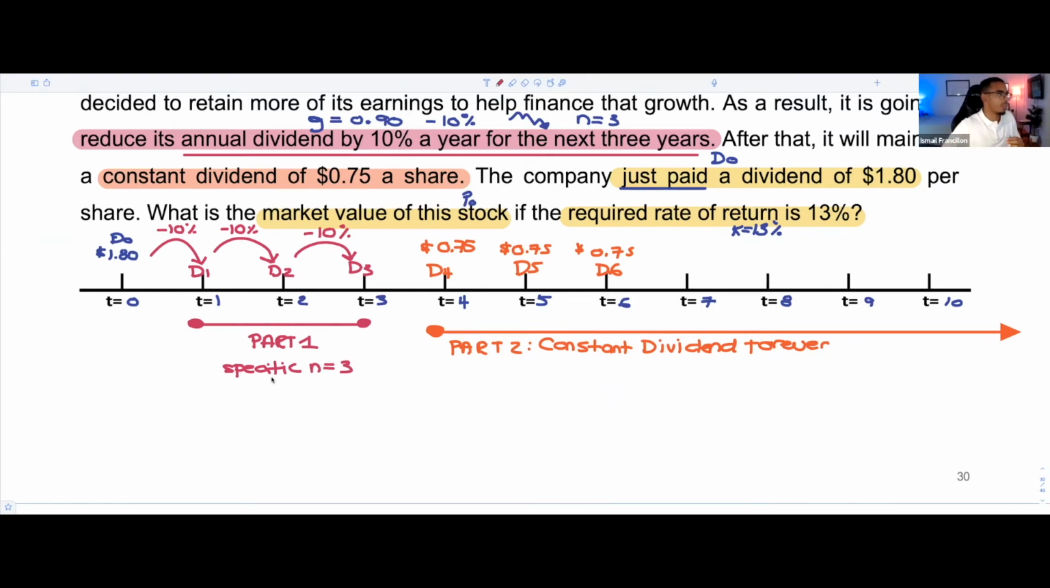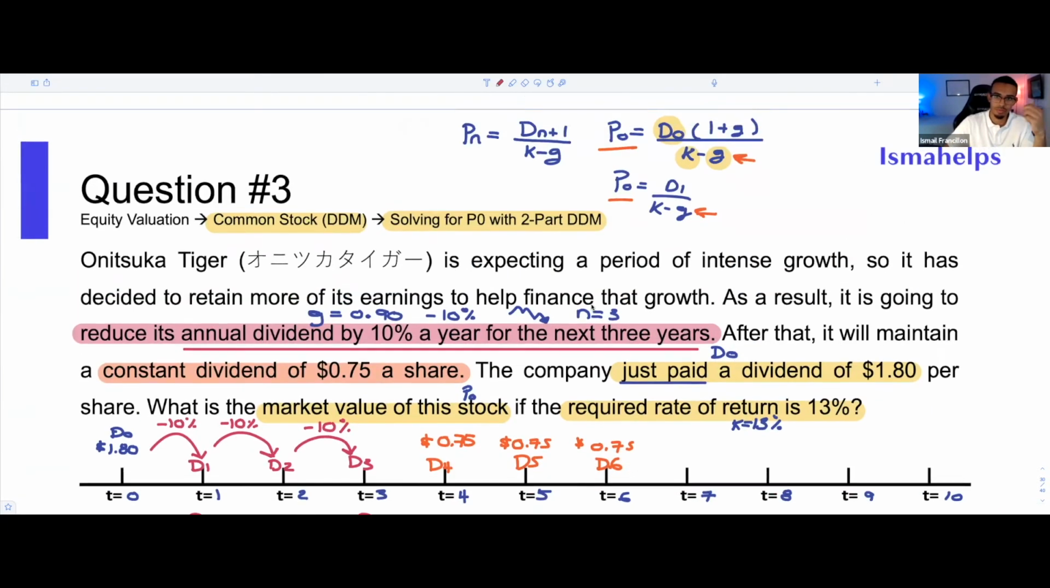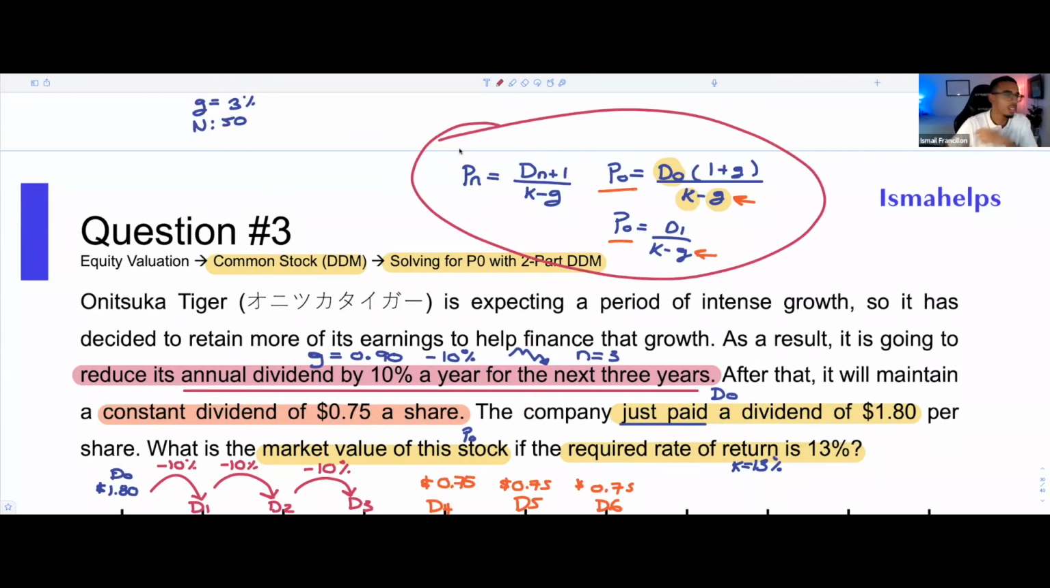So let me ask you all this. Would it make sense to use a formula like these ones? If these are perpetuity formulas, would it make sense to use them on part 1? Somebody tell me in the chat. If these are all perpetuity formulas, would it make sense to use them on part 1 if part 1 only lasts 3 years?